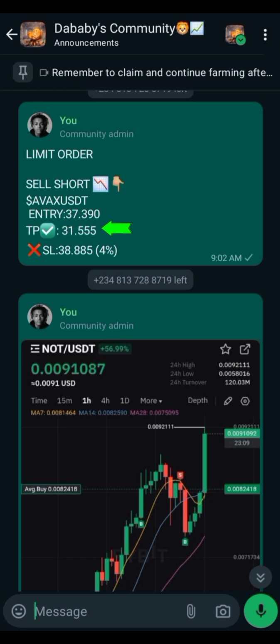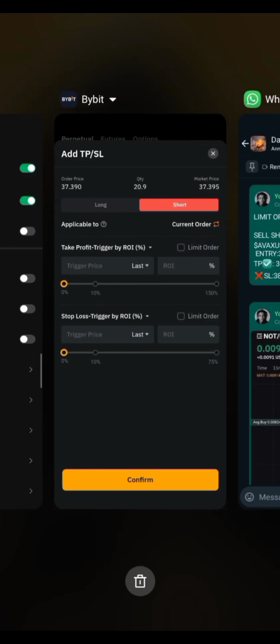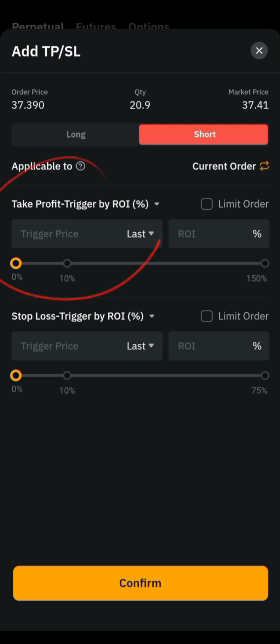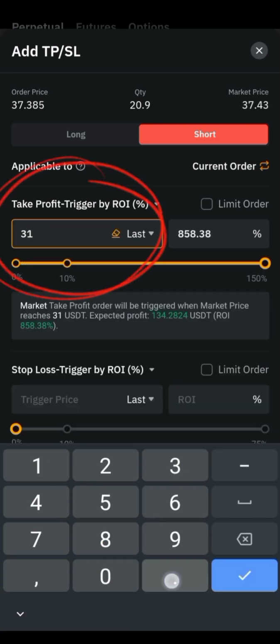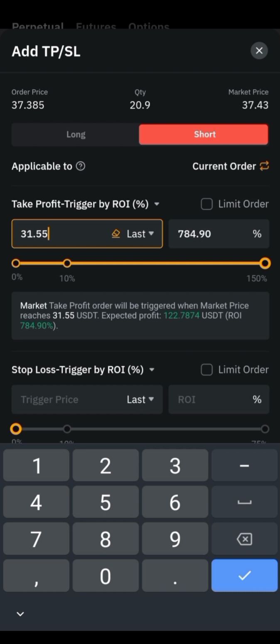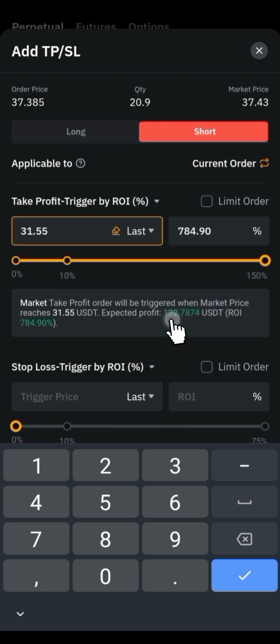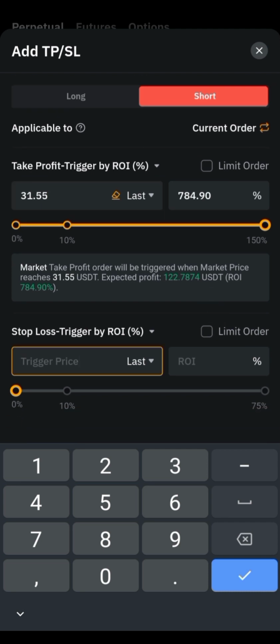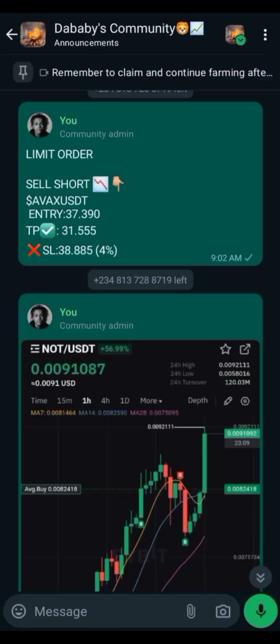Where you see TP, that means take profit. You copy the value I pasted there, and then you paste it here, input the value. As soon as the market hits that value, this is the profit I'm going to make, $122. That's what take profit is. It's going to automatically cash out your money in case you don't want to pay attention to the trade.